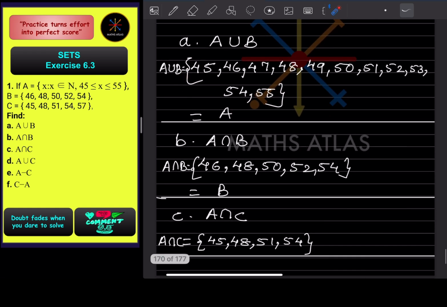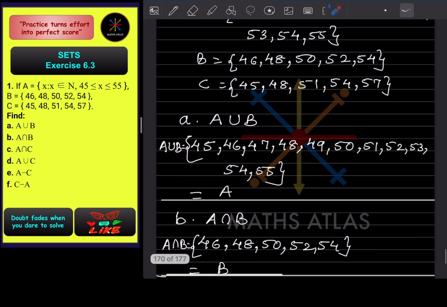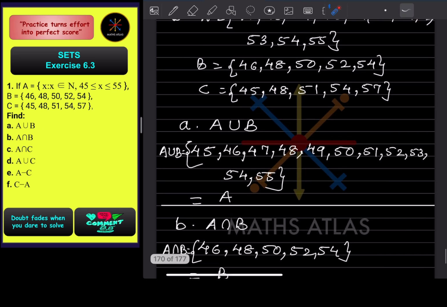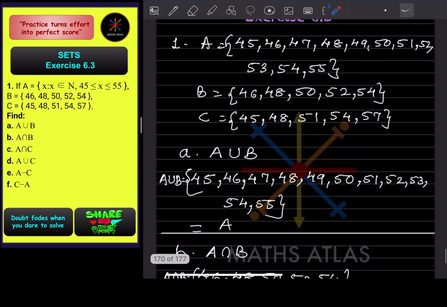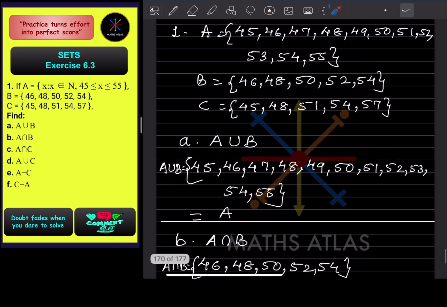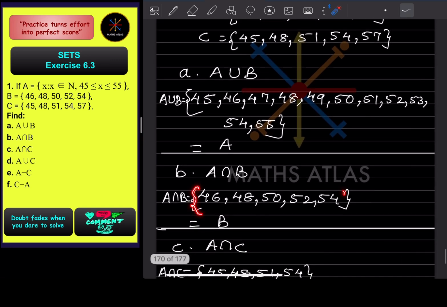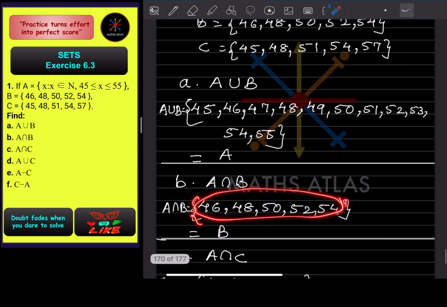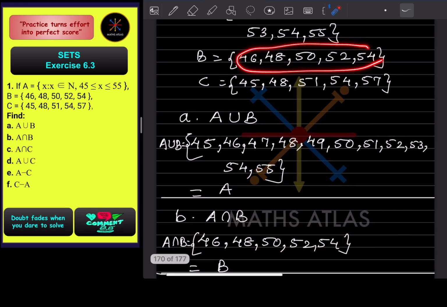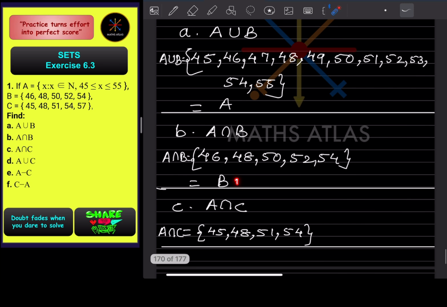Now for A intersection B. A intersection B means whatever is common in both of them, we have to write it once. So we can see 46 here, 46 here, 48 here, 48 here, 50 here, 50 here, then 52 here, 52 here, and then 54 and 54. So all these numbers should be written in A intersection B. Now what you can see, again, all these numbers are in set B, so we can write that it is equal to B.